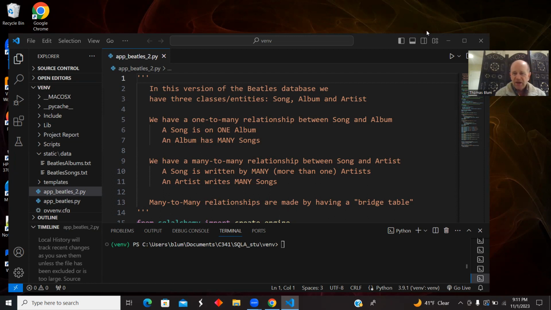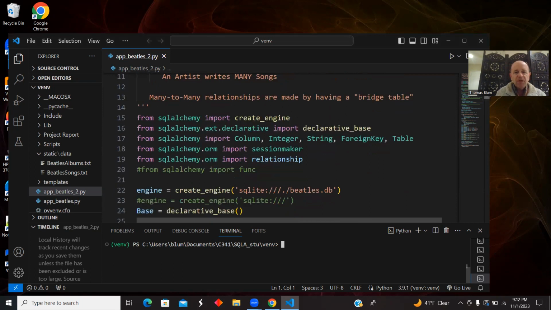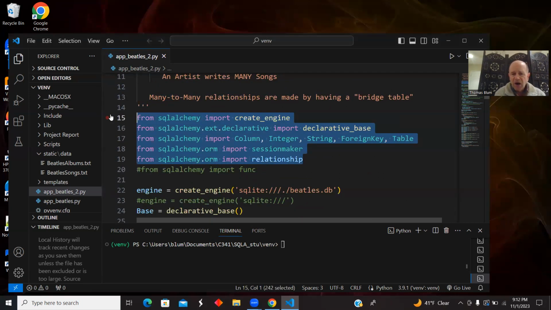So we're going to say that we have three entities, but when we make the database, we're going to have four tables. One of the tables is just serving the purpose of realizing the many to many relationship. Okay. So just our basic setup here. Nothing new that we didn't have before.